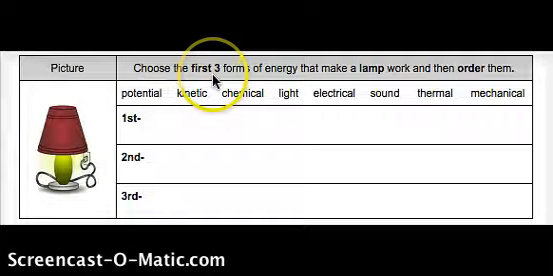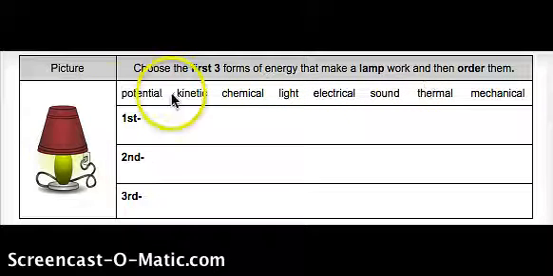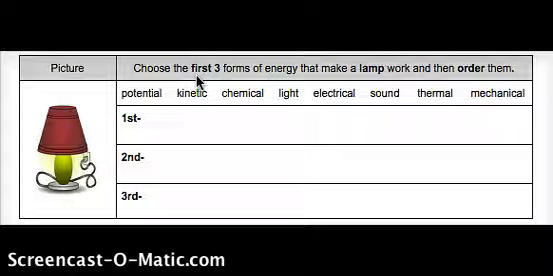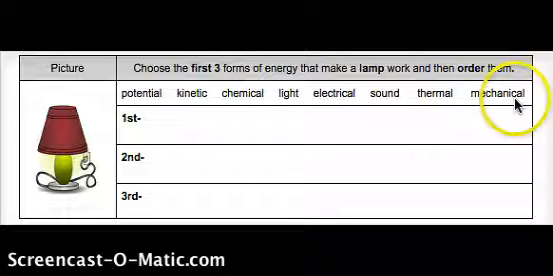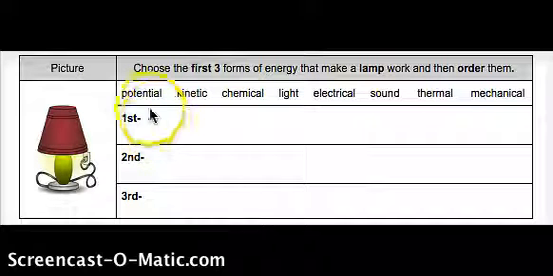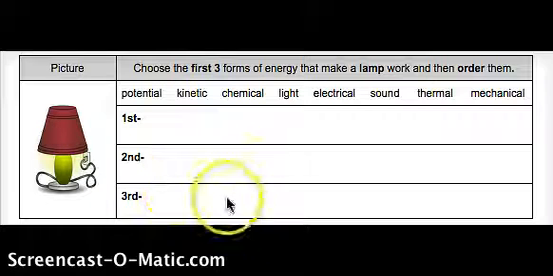Next, you need to choose the first 3 forms of energy that make a lamp work. So here are the 8 energies. Circle the first 3 that make a lamp work. So what does a lamp have to have in the first 3 steps? Once you have them circled, you need to order them. Order the first 3 into first, second, and third. So what has to happen first? What energy happens next? And then what is the next energy? Press pause to fill this in. Press play when you're done.